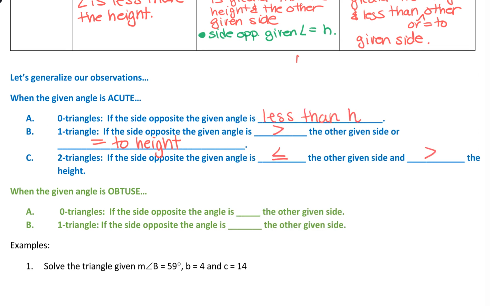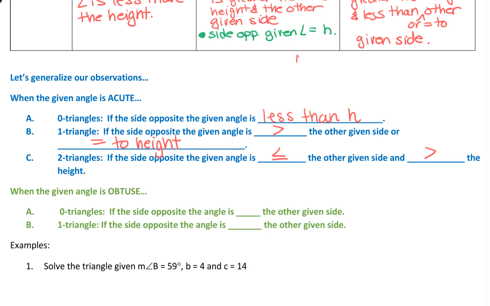All right, now we're going to take a look at the obtuse case. So I'm just going to draw a few diagrams and walk us through the obtuse case. Now, when the given angle is obtuse, in all the examples that we just saw, the given angle was acute and it was 50 degrees. But if the given angle is obtuse, we only have two situations. There's not an option for two triangles. There's only an option for 0 triangles or one triangle.